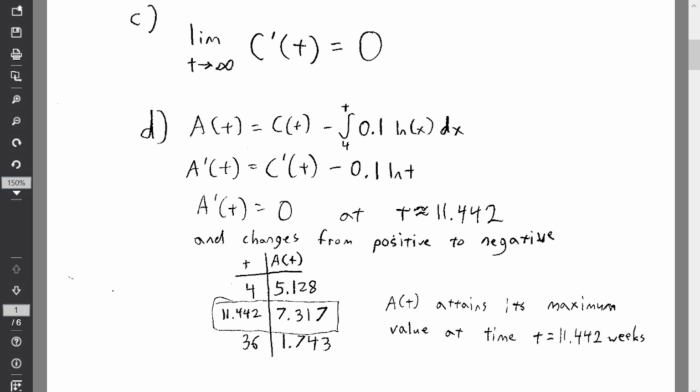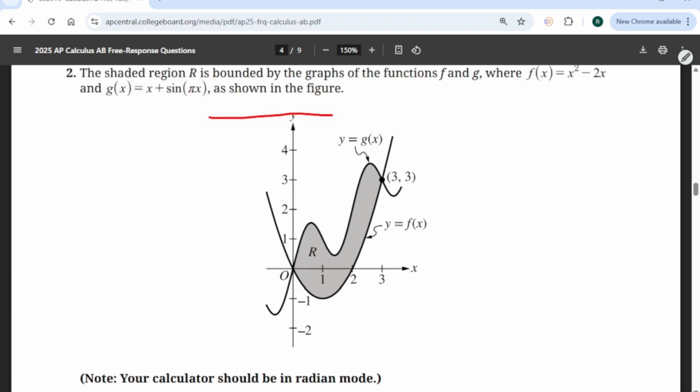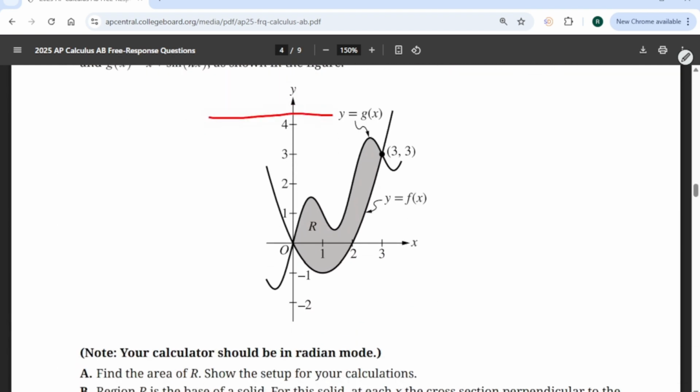On to number 2. Number 2 is your areas and volumes question. It gives you a function. This is our region R, our 2 different graphs. And we are going to start with find the area of the region R.